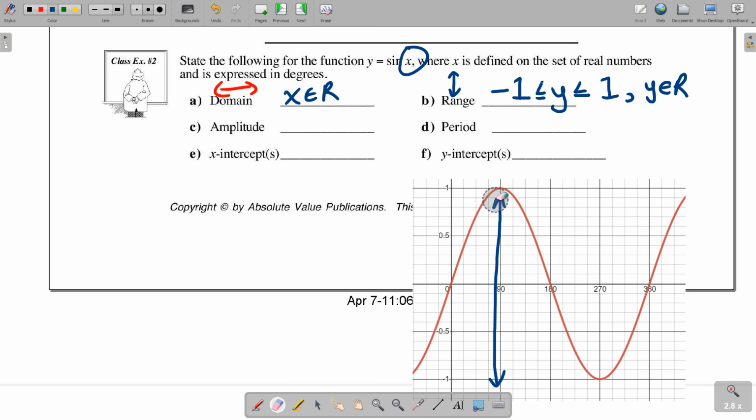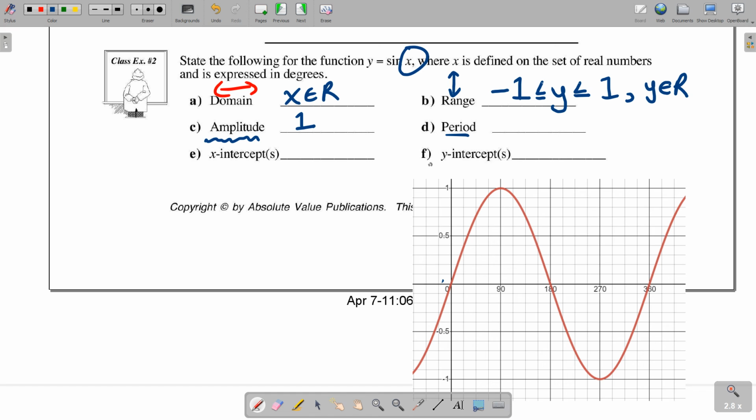I'm just going to erase this part of it, because I can. Amplitude. Well, the nice thing about this one is I can see it. Again, amplitude is the distance between the midline and the highest point, or the lowest point if necessary. This scale is a little deceiving, but it is, in fact, 1. So the amplitude is just simply the quantity of 1. Erase all that.